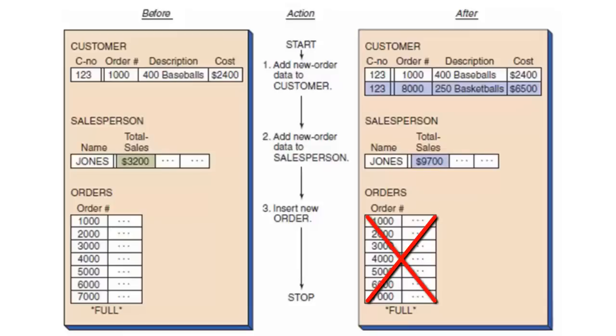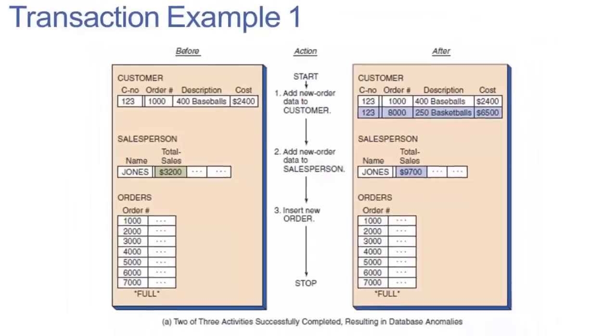If we were to stop at this point without undoing the changes that were made during the earlier stages in the transaction, then these anomalies that have been introduced into the database would almost certainly cause problems for this organization.